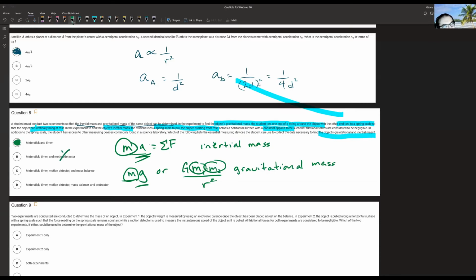A motion detector is redundant. The mass balance is also redundant. We already have a spring scale. A spring scale is basically a mass balance. They're the same thing. They measure how much force is acting on them when you're pulling or when you place the object on the scale.